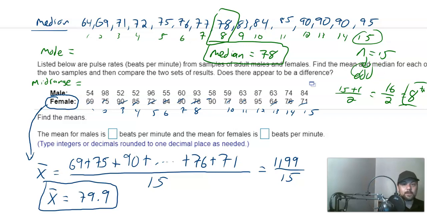It's an odd number of data values. And so the process for finding the median is to add 1 and then divide by 2. So we get 16 divided by 2, which gives me 8. Now 8 is not the median. The 8th data value in the set is the median.